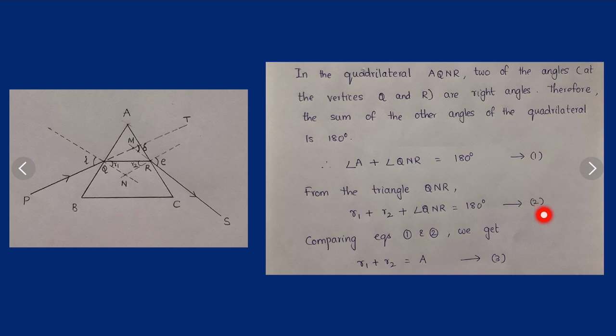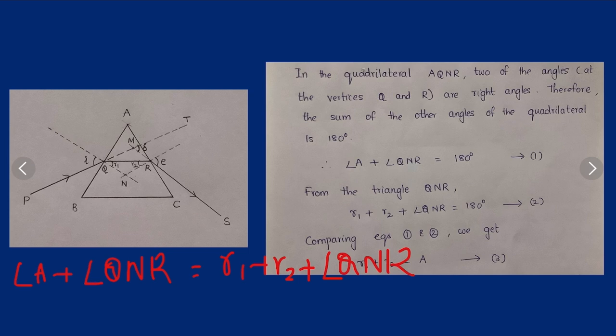Now compare equations 1 and 2. If you compare equations 1 and 2, you can see the RHS for both of them is 180. So you can equate the LHS. Once you equate the LHS, you get angle A plus angle QNR is equal to R1 plus R2 plus angle QNR. So then we can cancel QNR on both sides. Then angle A is equal to R1 plus R2.